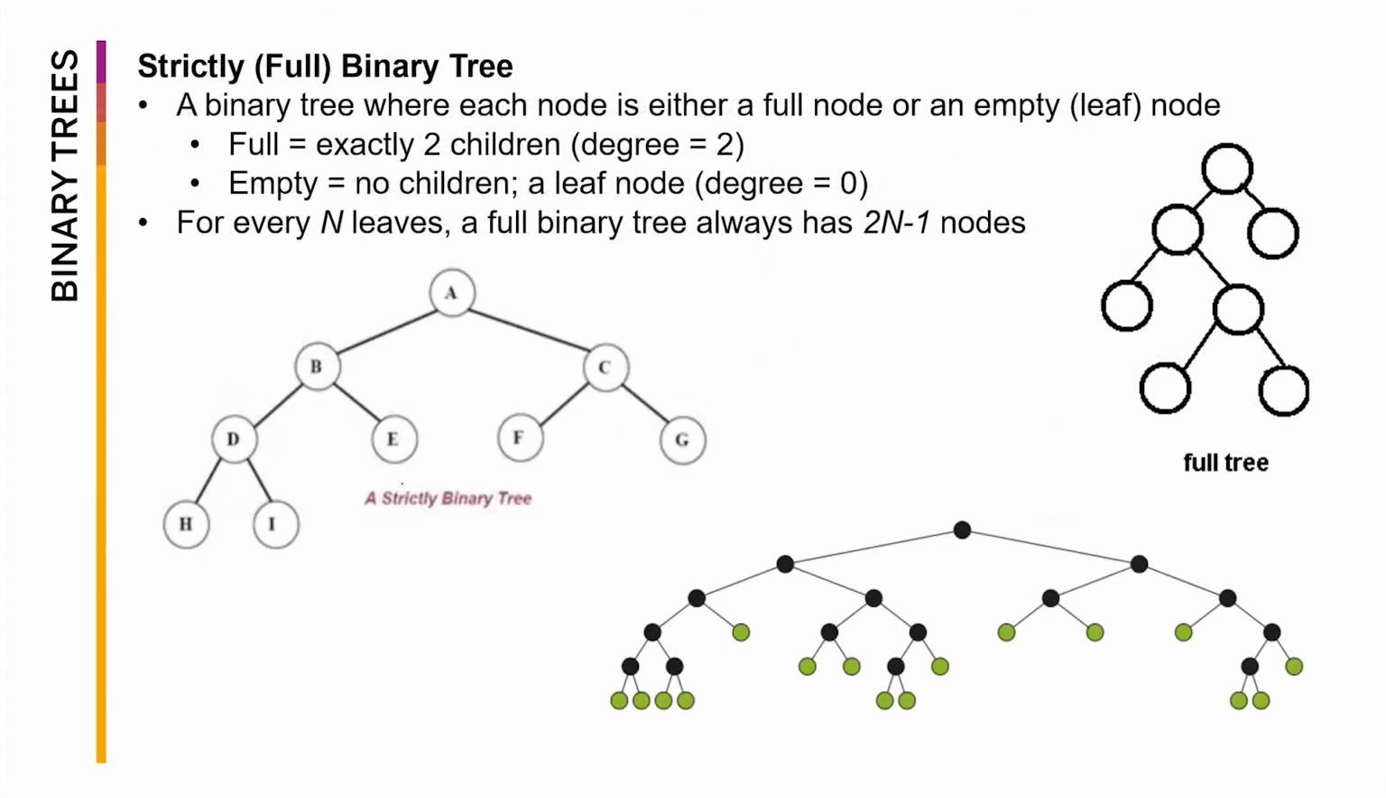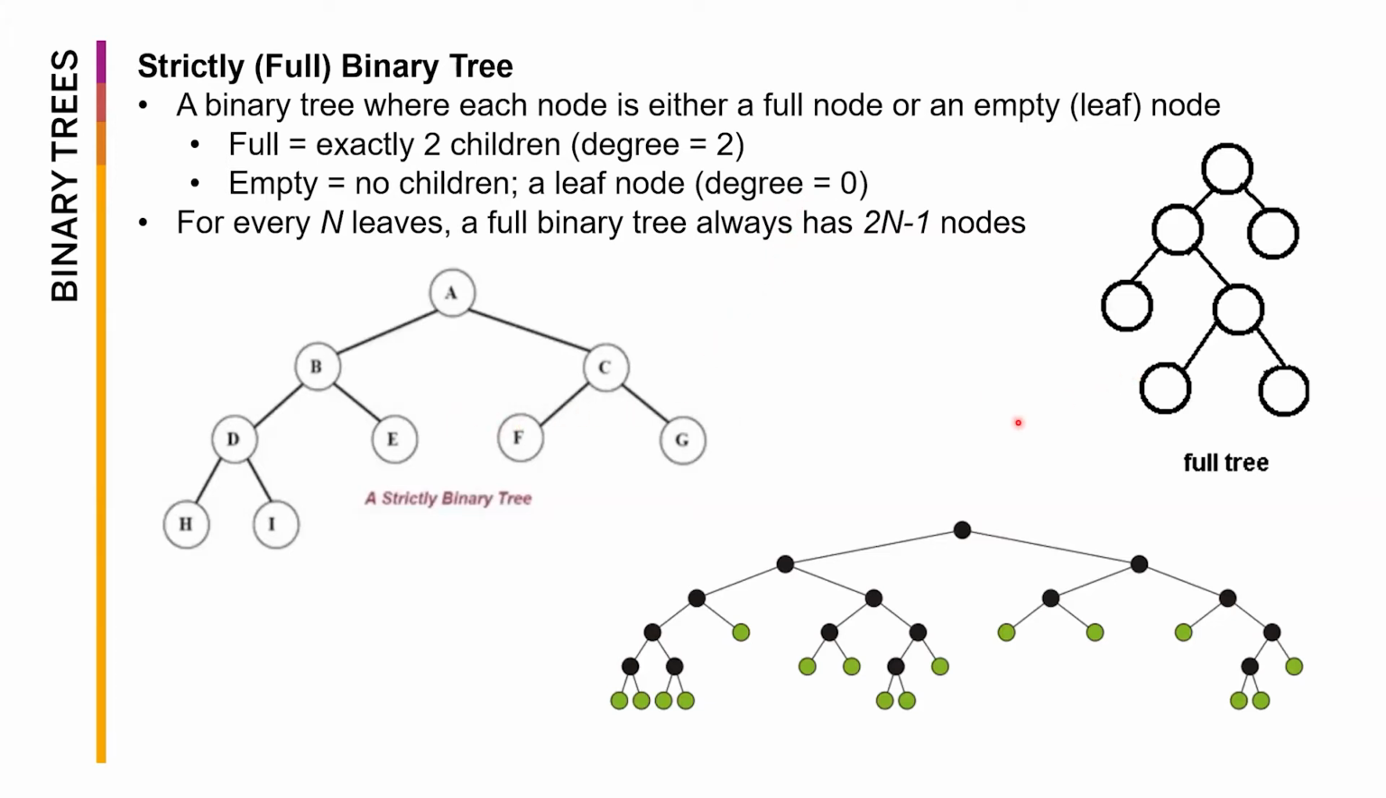So a strict or full binary tree is a binary tree where each node is either a full node, or an empty or leaf node. So when we talk about a full node, it exactly has 2 children, meaning it has a degree of 2, where empty means it has no children, so it's a leaf node, therefore its degree is equal to 0.